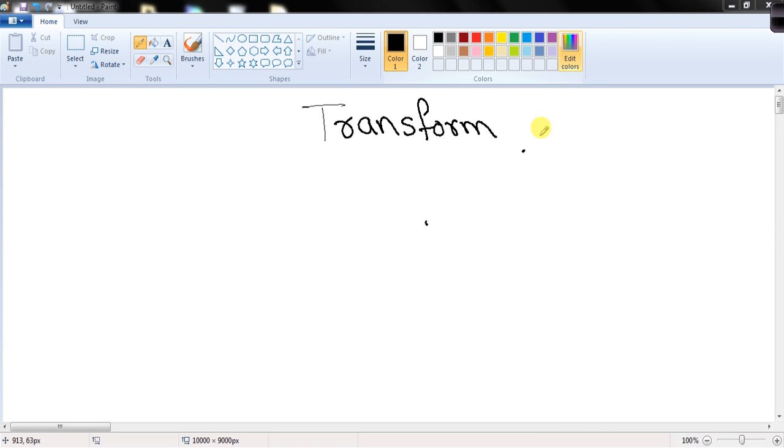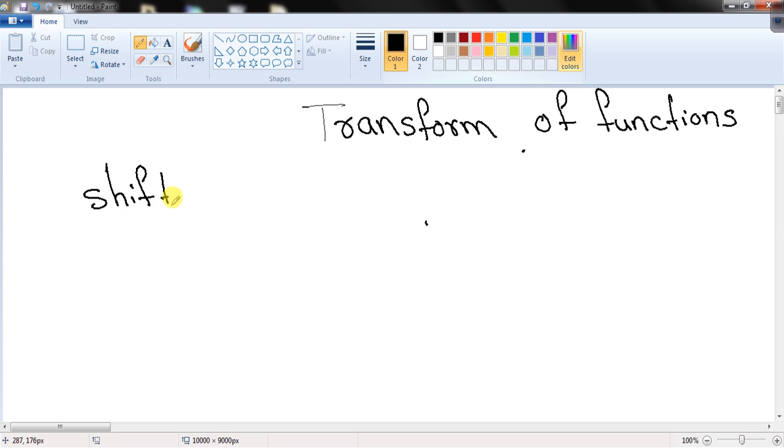Let me do now transformations of functions topic, which is most important and difficult for many students. Let me explain the concepts. So first let me explain about shifting. Even in shifting, let me do horizontal shifting.